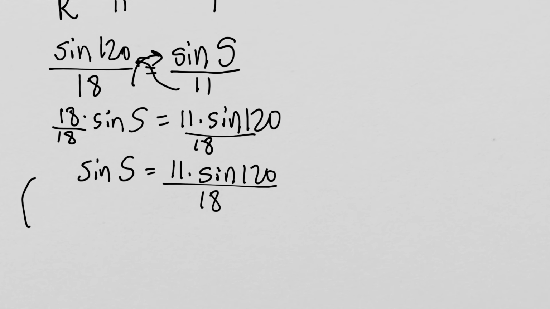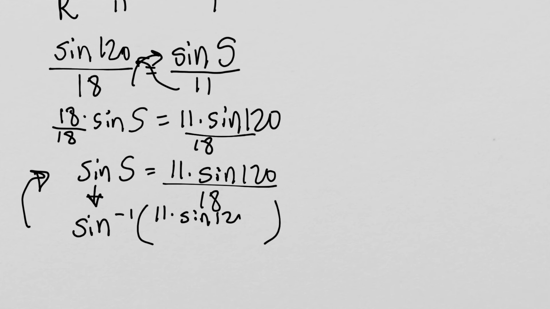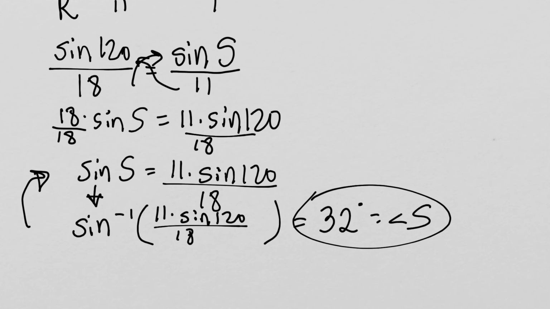Now, who remembers what we're looking for here? We're looking for an angle. Who remembers what button or what symbol represents to find an angle for the basic trig functions? That was the symbol of sine to the negative 1. So basically, this and this is the exact same thing. And in parentheses, I'm going to have 11 times sine 120 over 18. So you are putting that in your calculator. Pause and see what you get. I get angle S to be 32 degrees.